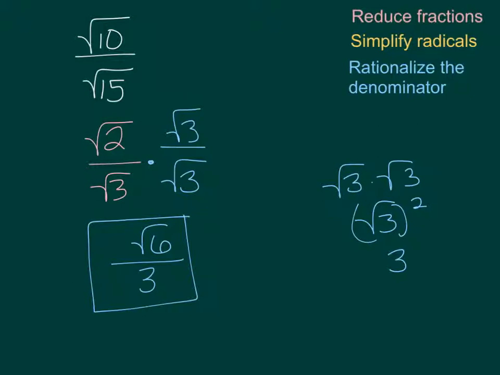You do want to do one final check. Make sure there's nothing that can be reduced or simplified. In this case, there's not because that's a radical on top. So you can't reduce the radical with the whole number.